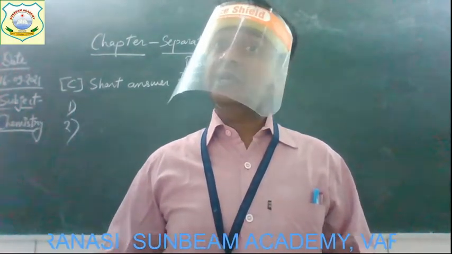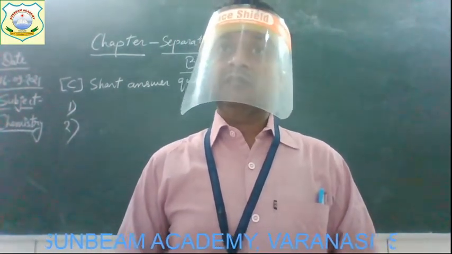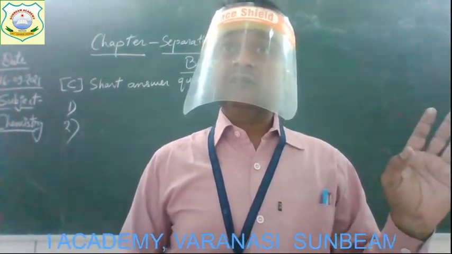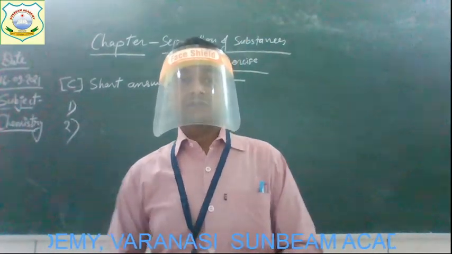But if a property is present in one and absent in the second one, we can separate them, like the boiling point. Alright, size, color, understood now? So these are all the properties by which we can separate a mixture.